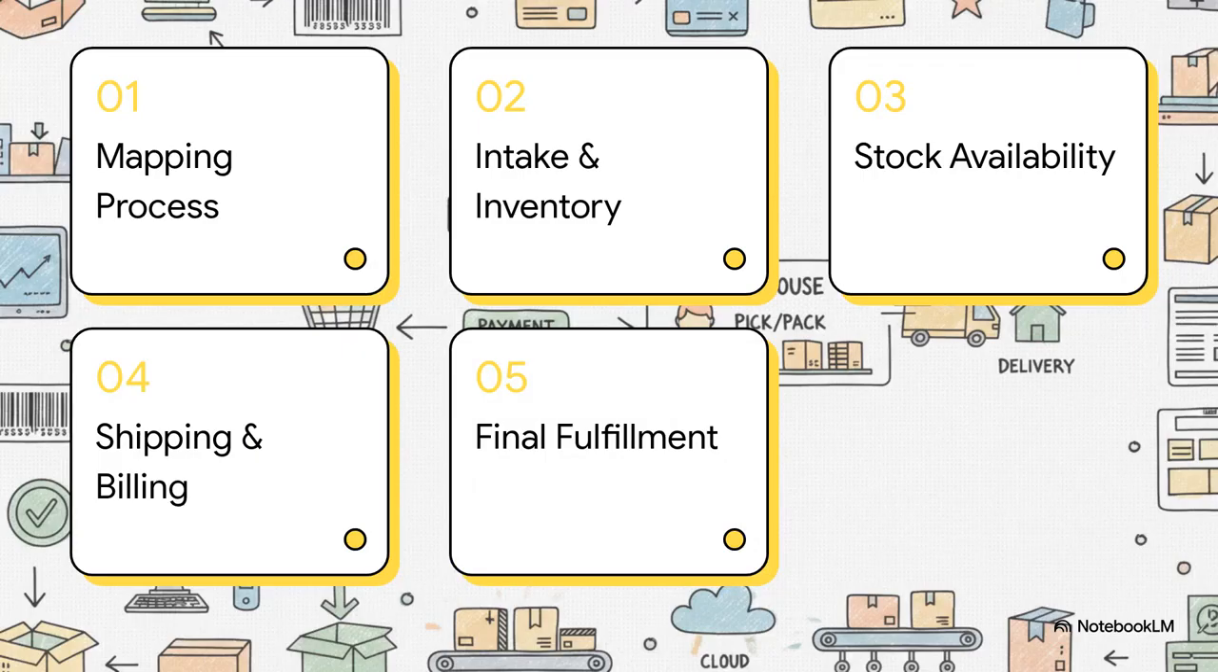Here's our roadmap for today. First, mapping the Globex process. Two, order intake and inventory. Three, the stock availability gateway. Four, the split for shipping and billing. And five, consolidation and final fulfillment.